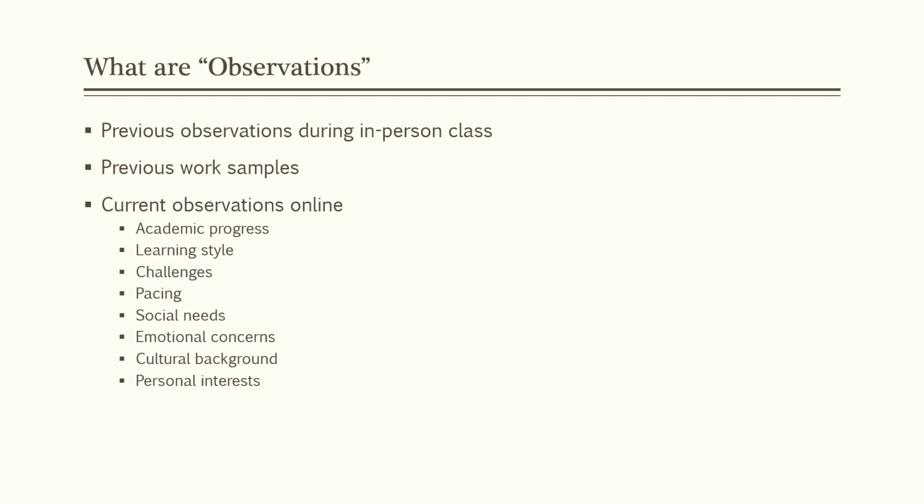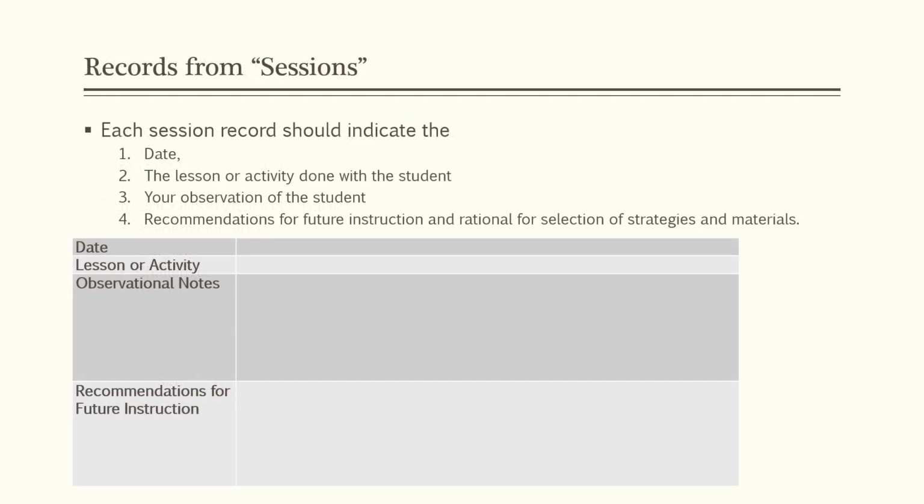So again, look at this list. Think about all the things that you know about this student. Maybe you learned this over the previous 6 months when you were teaching in person. Maybe you've learned some new information since you've been teaching remotely. But there's nothing that's not an observation, right? An observation doesn't necessarily mean what you see, but it means what you infer from the interactions that you've had with your students. And then you're going to create a record for each session.